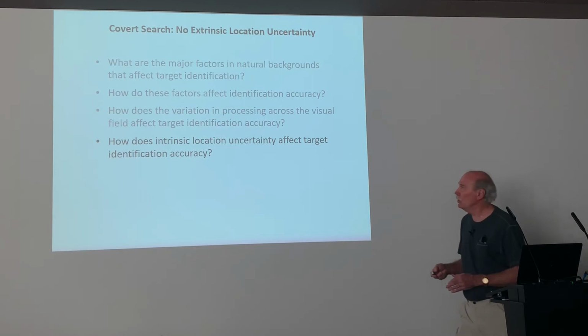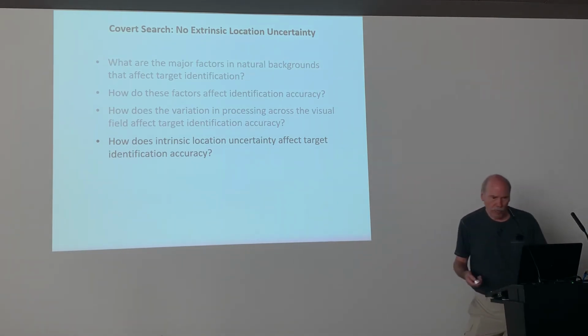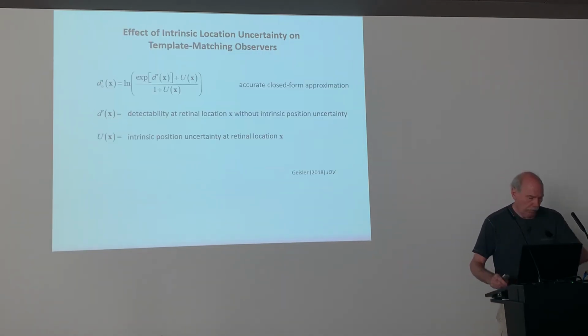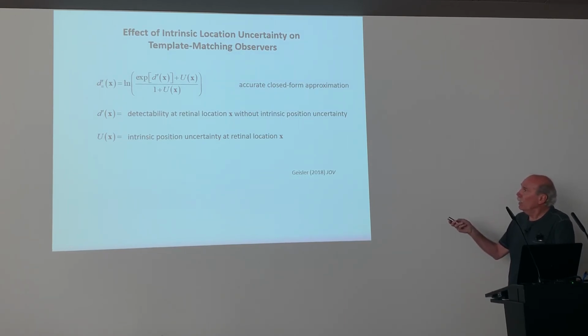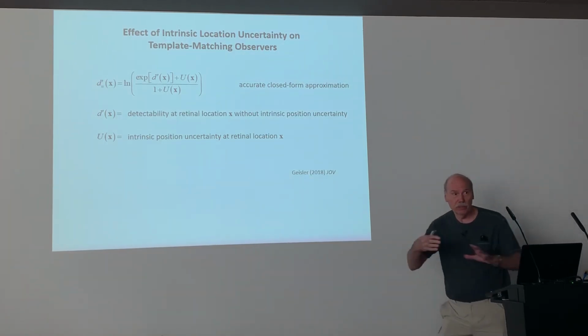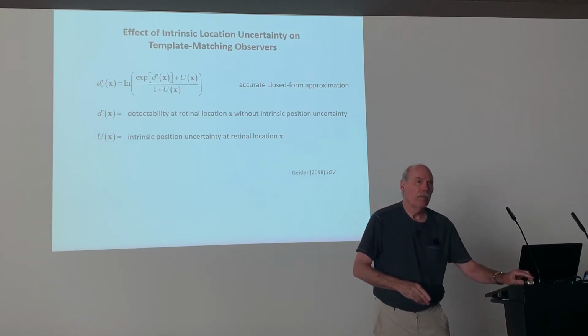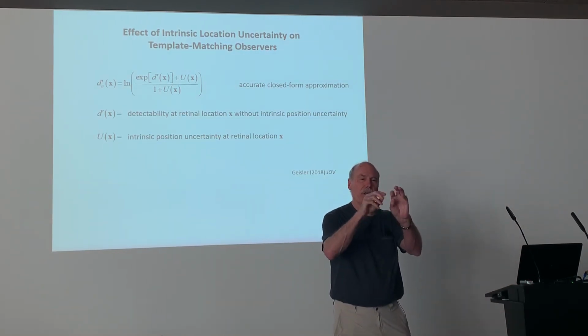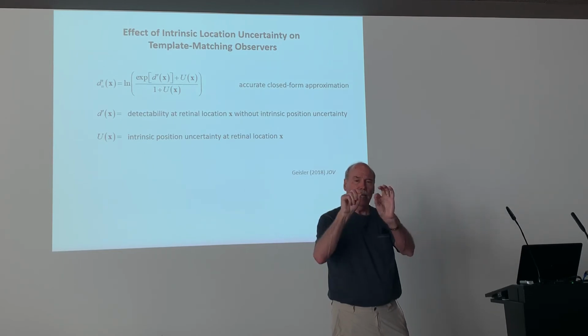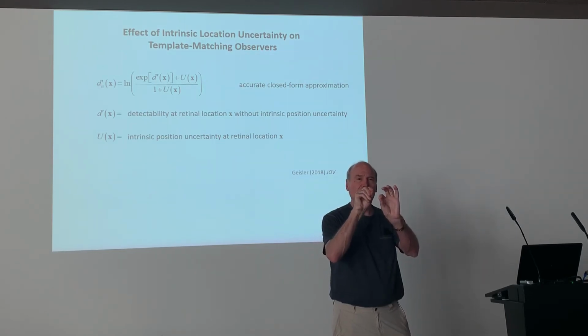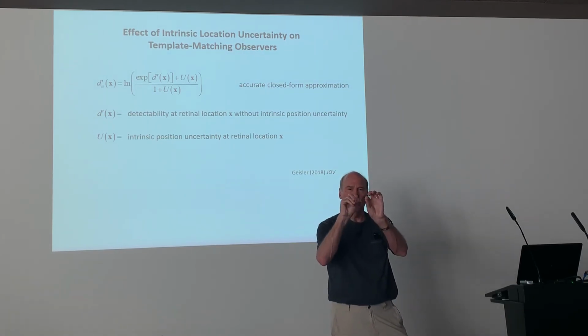Okay, so what about intrinsic location uncertainty? A little while ago, we stumbled across a nice closed form expression for the effects of uncertainty. Basically, position uncertainty means I don't quite know where the target is, but we're going to talk about looking over regions where my d prime is fairly constant. That's the whole idea. It's local, a local intrinsic uncertainty.